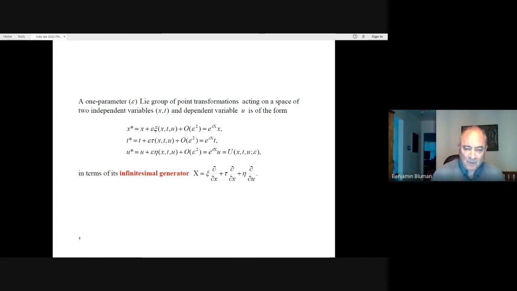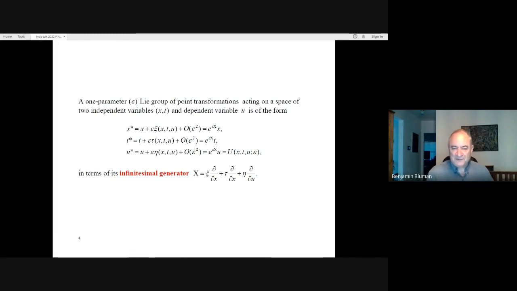Now, a one-parameter Lie group of point transformations, the parameter labeled epsilon, acting on a space of two independent variables, x and t, and a dependent variable, u, is of the form shown here, where you can formulate it in terms of an infinitesimal generator, which is an operator involving the infinitesimals of the transformation, xi, tau, and eta. But here, things are essentially exact. The infinitesimals contain all the information, and that's the key point in here.